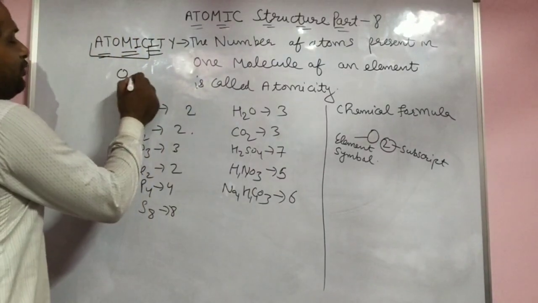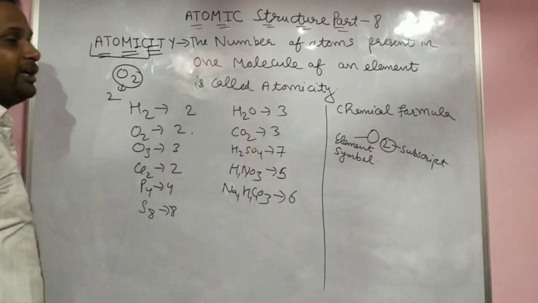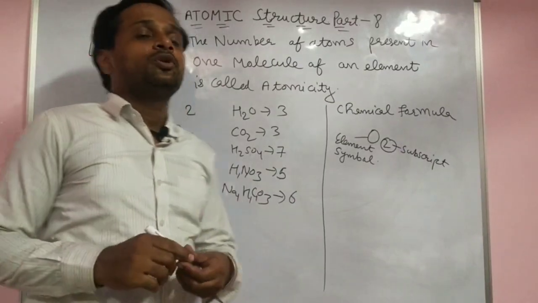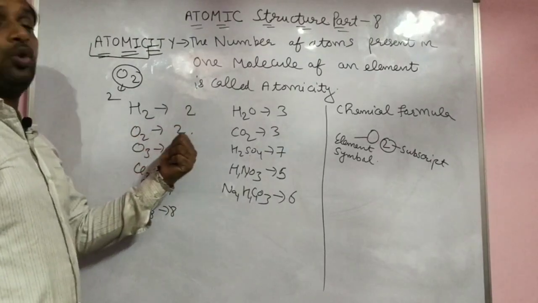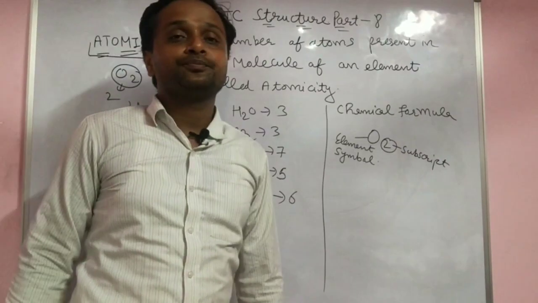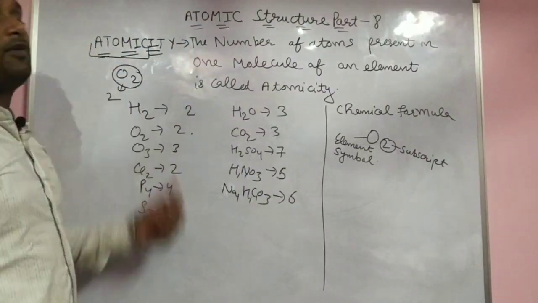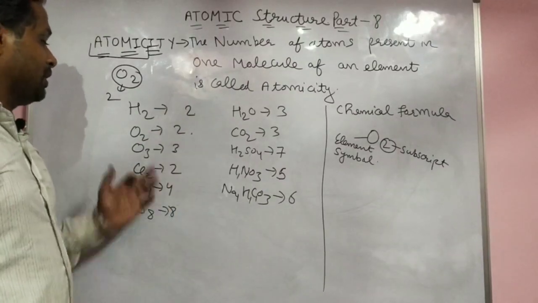In one molecule, for example oxygen O2, how many atoms are there? 2. So its atomicity is 2. The atomicity of hydrogen is also 2, because single hydrogen does not exist; it exists in the form of a molecule. Oxygen gas, O2, is 2.